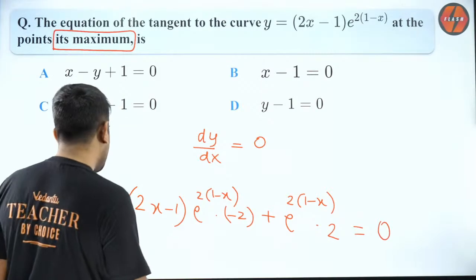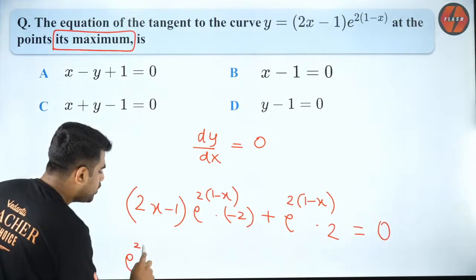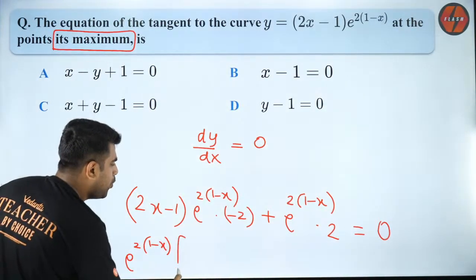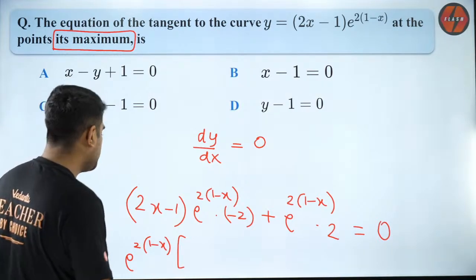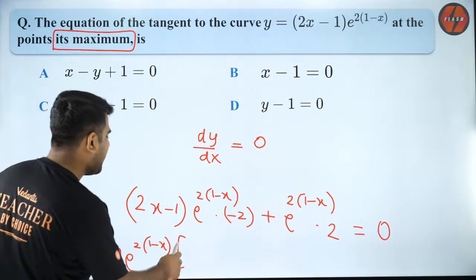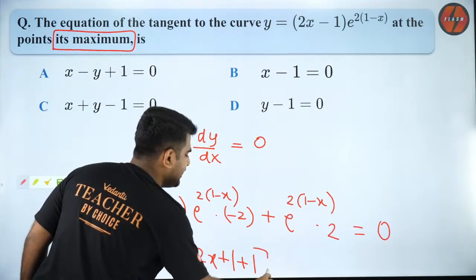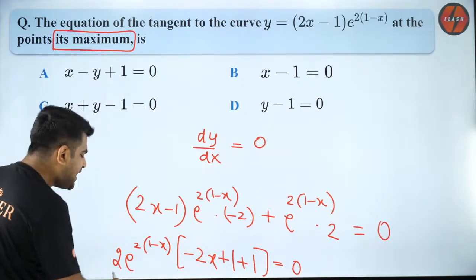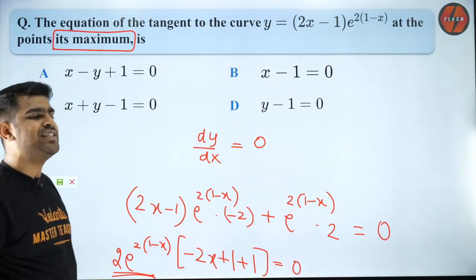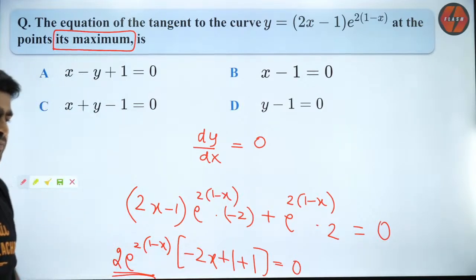So now what will I do? I will take e to the power 2 into 1 minus x common. What will be left out? Into 2 also I can take common. So I'll have minus 2x plus 1 equal to 0. So this can never be 0, because exponential functions are always positive.